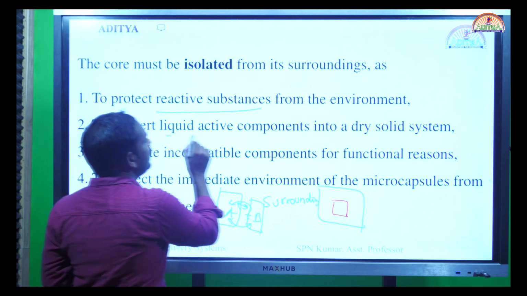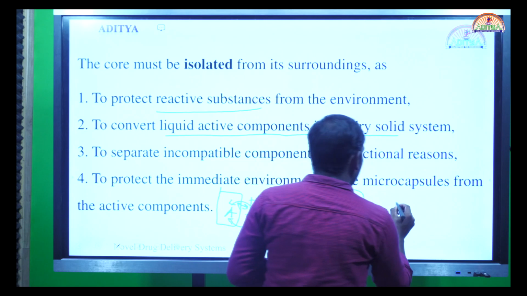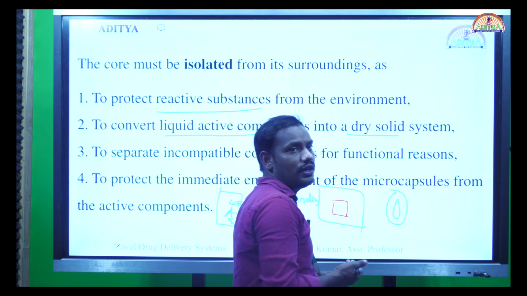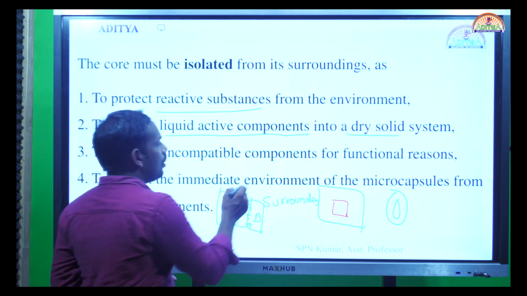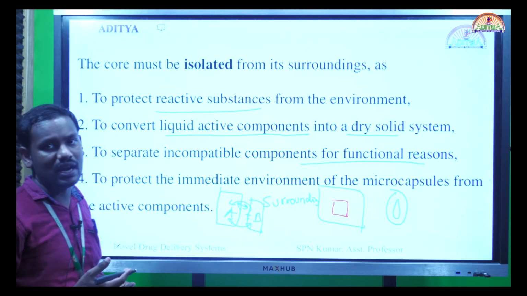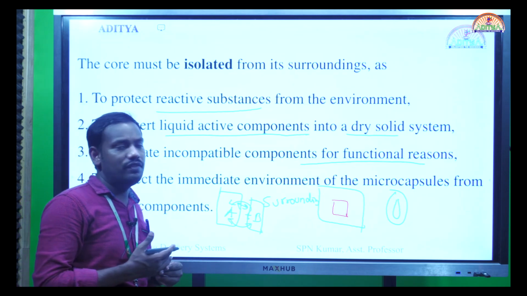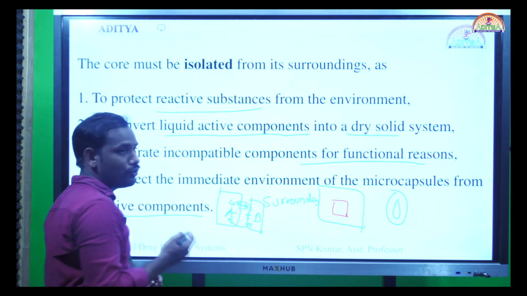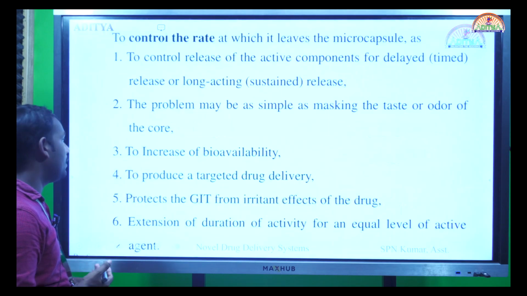And to convert a liquid active component into a dry solid system, you can take a very fine liquid droplet and encapsulate it with a hydrophilic or lipophilic adsorbent, such that you can get a microcapsule. And to separate incompatible components for functional reasons, suppose there are two things like acid and base reacting with each other creating a salt and water, we can use this microencapsulation technique to prevent reaction with each other, and to protect the immediate environment of the microcapsules from active components. Suppose it is oxidation prone or hydrolysis prone, we can protect them by using these microcapsules.